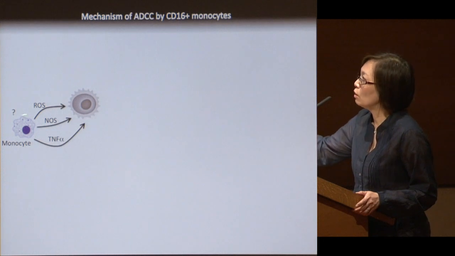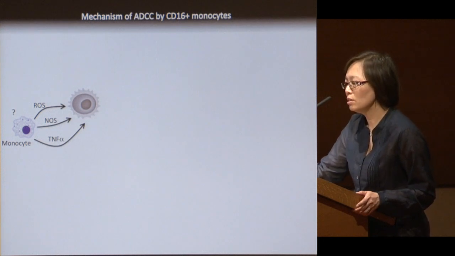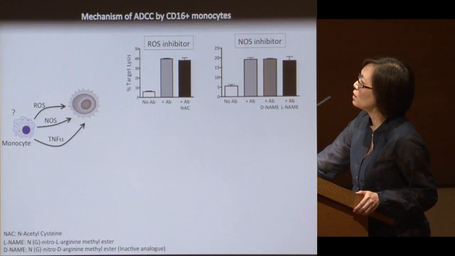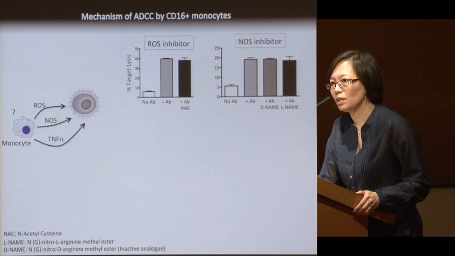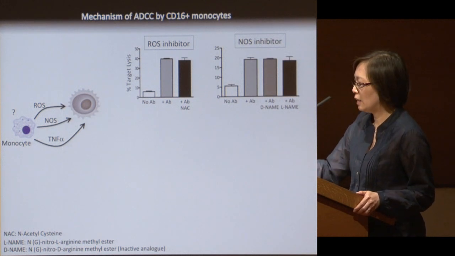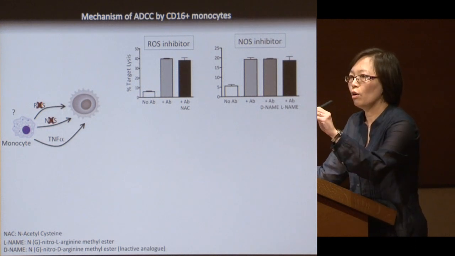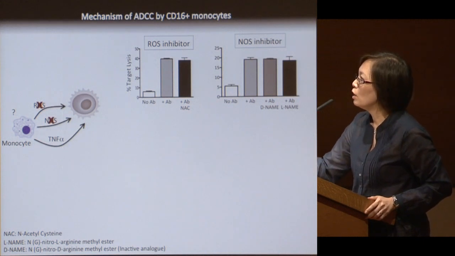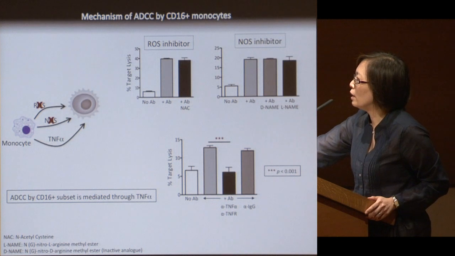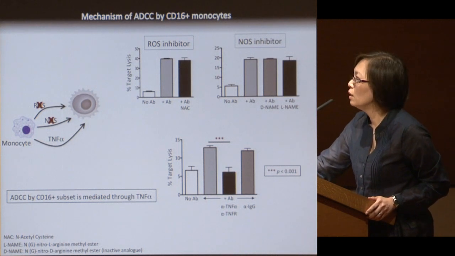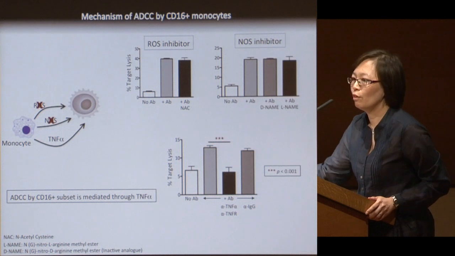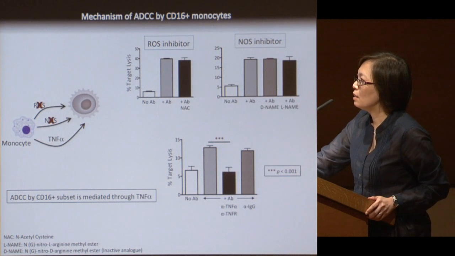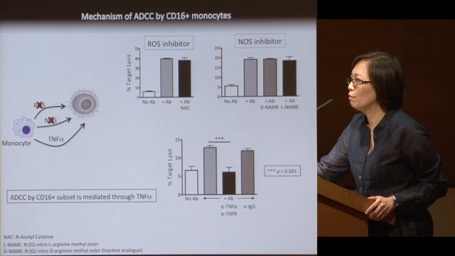To address ROS and NOS, we used specific inhibitors that inhibit ROS as well as NOS. We can see from here that the addition of ROS or NOS inhibitor does not inhibit the CD16 positive monocytes from killing their target cells, indicating that these two pathways are not involved in CD16 positive monocytes performing ADCC. But what about TNF-alpha? Using a combination of anti-TNF-alpha and anti-TNF receptor, we can now completely block the ability of these monocyte subsets to perform ADCC, indicating that ADCC by CD16 positive monocytes is mediated through TNF.